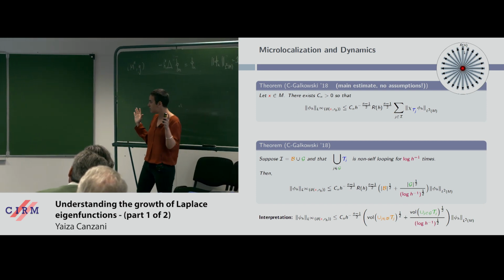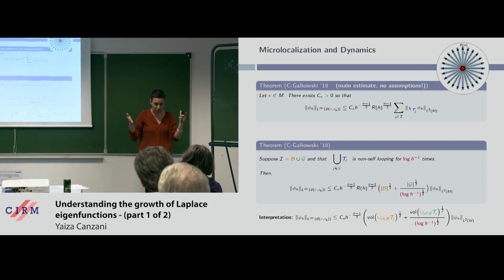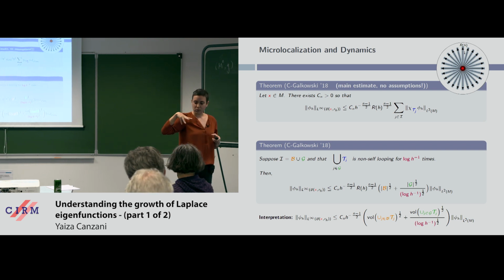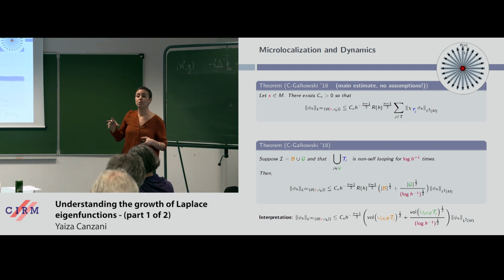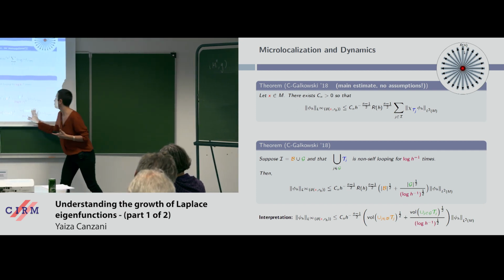So the ideal situation, if you're trying to use this result, is that for some reason you can look at the geometry happening with the geodesics that are emanating from X, and for some reason you can actually say, well, the set of bad directions emanating from X has very small volume. So I have very few directions that are going to be self-looping for log h inverse times. And then you get a logarithmic improvement immediately if this term is small in comparison to this one.